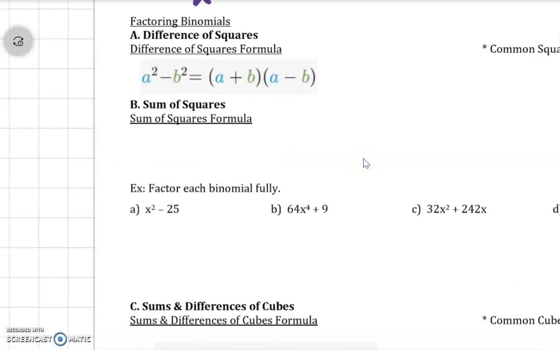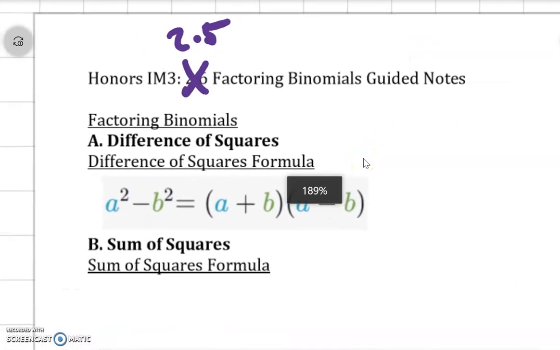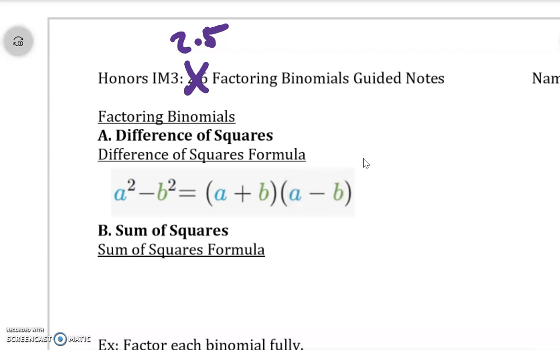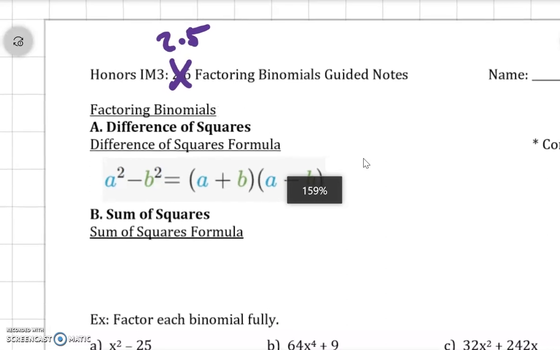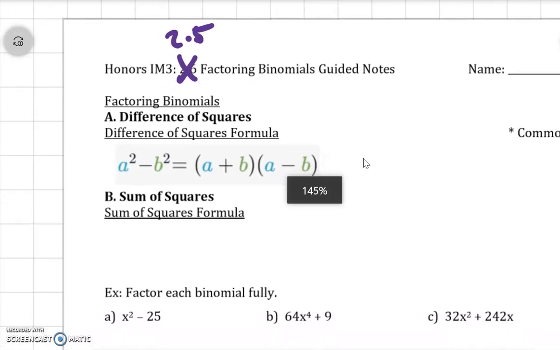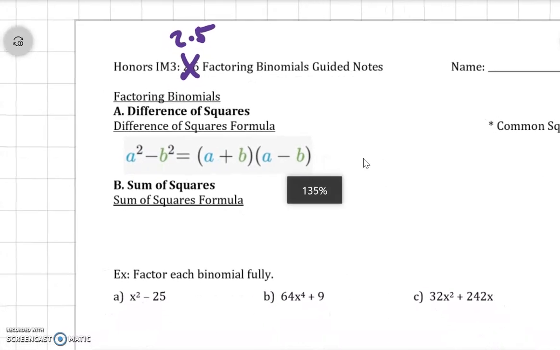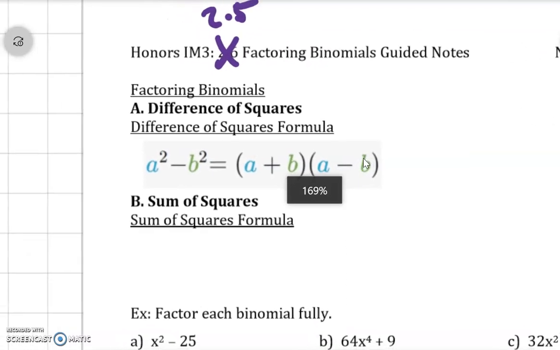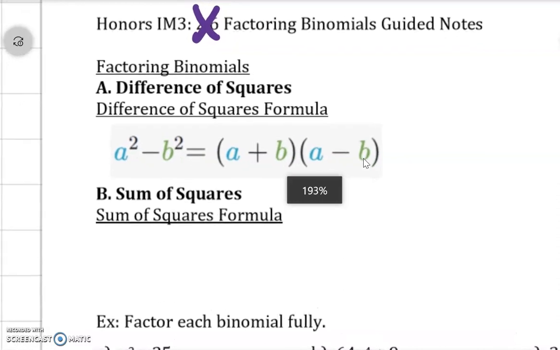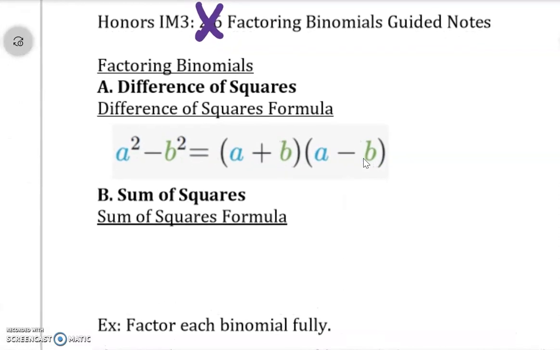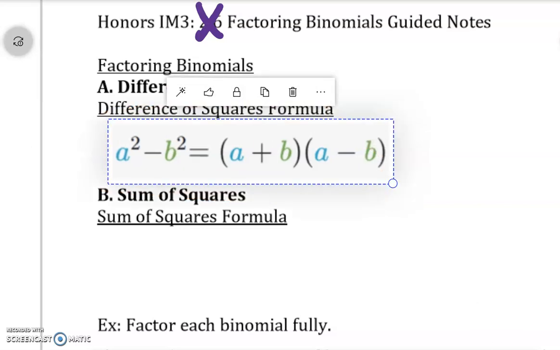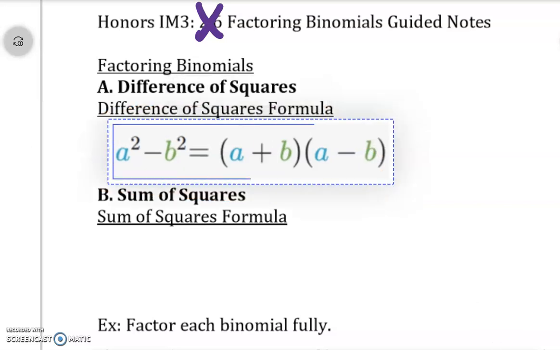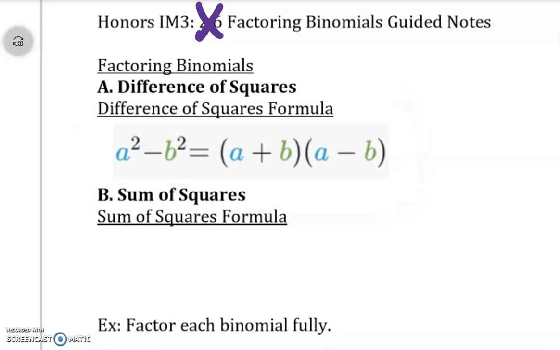We have some guided notes here for 2.5, which we are going to talk about factoring binomials. Mainly we're focusing on patterns, some different patterns that you'll need to recognize and memorize. First one we talked about here is difference of squares. So you're going to need to have this formula here copied down. And this is one that we've already talked in class about as well.